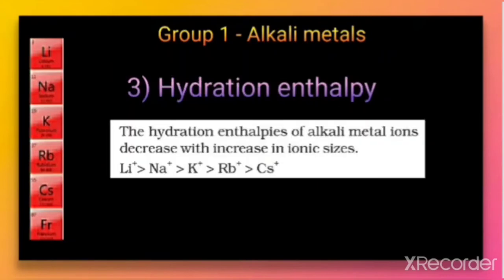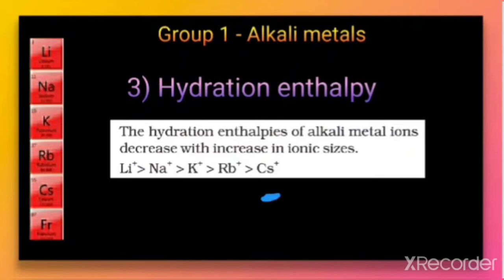Next is the hydration enthalpy. The hydration enthalpy of alkali metal ions decreases with increasing ionic size. That means when we compare the sizes of these, which one will be the greatest? Because top to bottom size is increasing, the greatest size will be for the cesium ion.